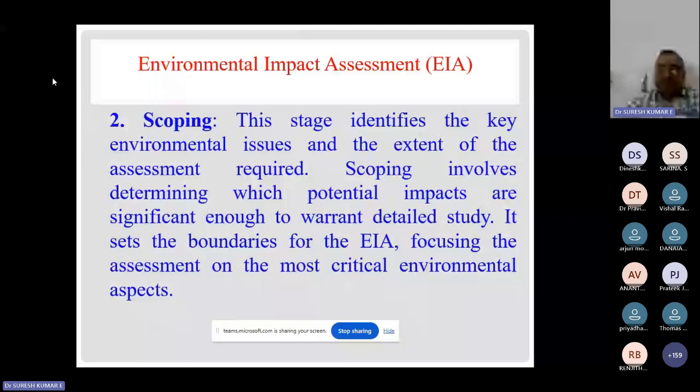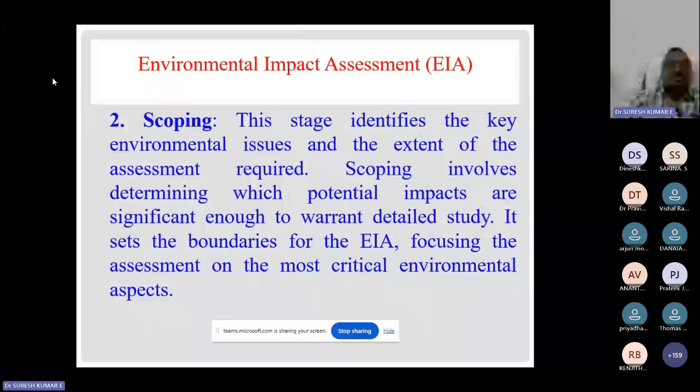Impacts significant enough to warrant a detailed study. What is demanding a detailed study on, say, fatality of birds, death of animals, or some other reason, or health issues of people, which is more significant. It sets the scope of the EIA, focusing the assessment on the most critical environmental aspects. Other things we will neglect. Okay.